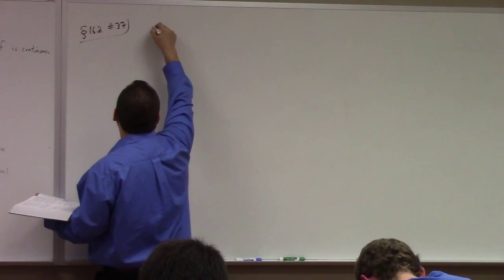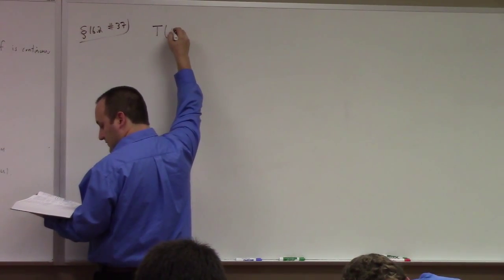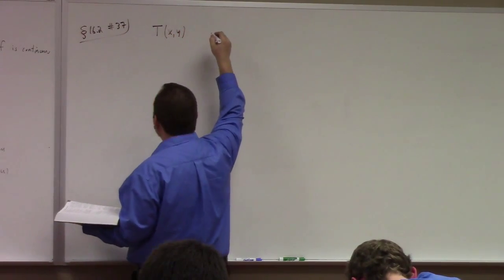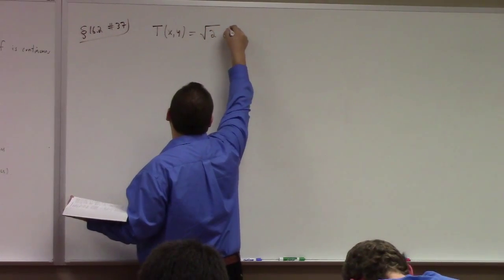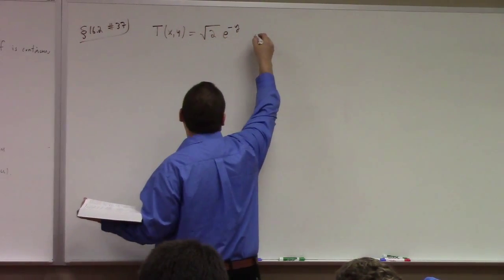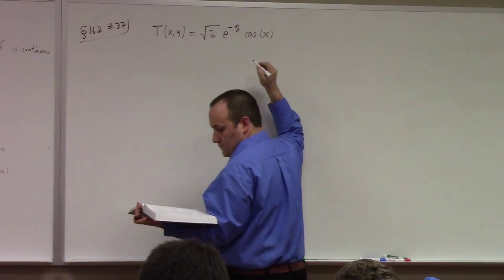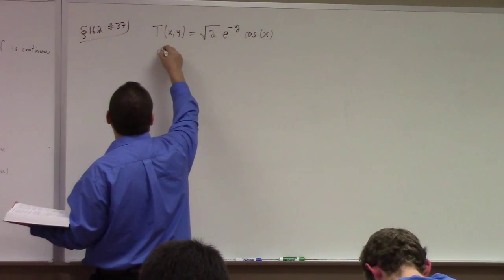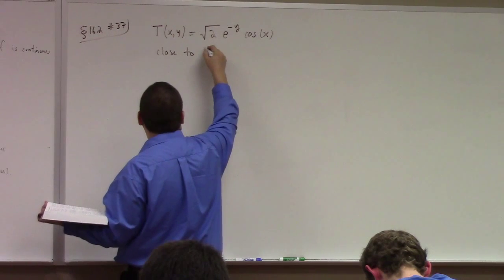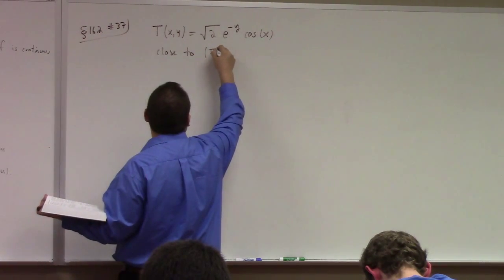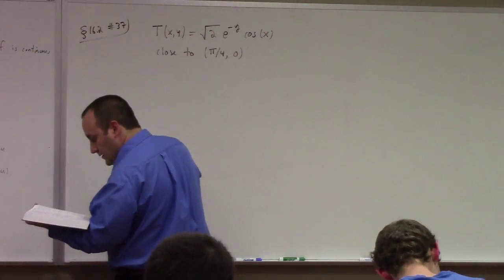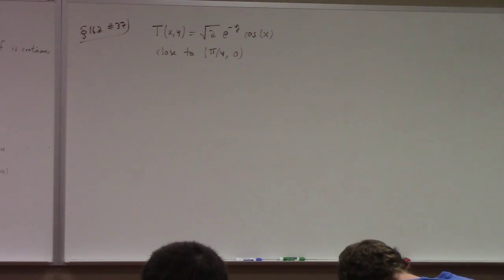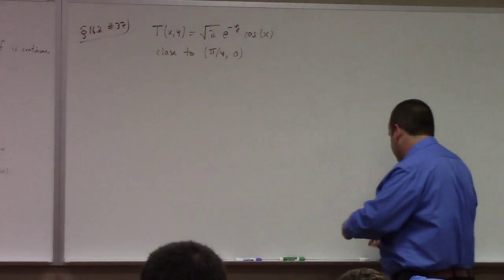I'm not sure how hard it is. Let's see here, T of x, y, without getting into it, is square root of 2, e to the minus y cosine x. And we're supposed to find, in the neighborhood of a point, the point we're looking at, what was it? It was pi over 4, 0. And we're supposed to find the path followed by a heat-seeking particle that originates from that point. So what's the idea here?